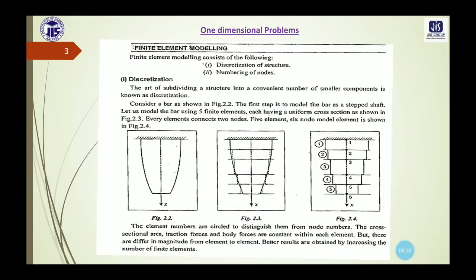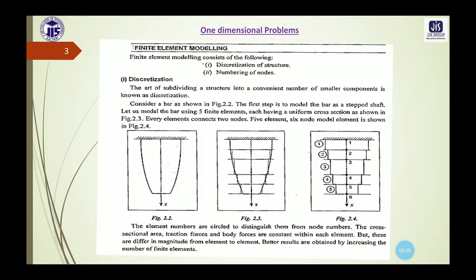Now, finite element modeling consists of the following steps, which are discretization and the numbering of nodes. In brief, we discussed the concept of discretization and numbering of nodes in the earlier module. Discretization is the breakdown, or subdividing, of a complex structure or shape into a convenient number of smaller components, which are the elements, and these elements are connected to each other by the nodes or nodal points.